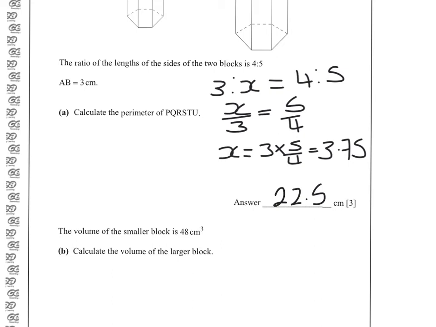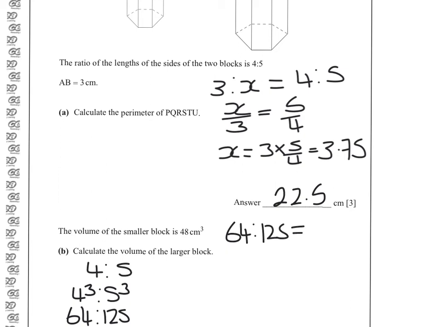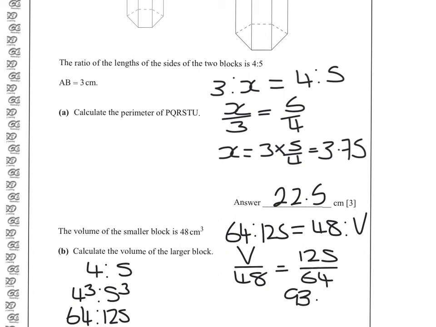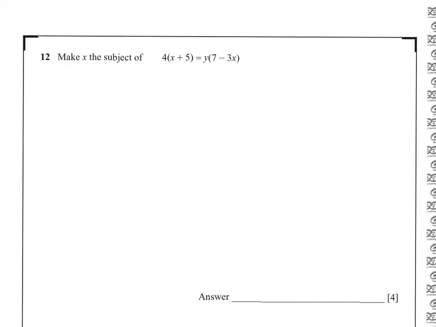If the ratio of the sides is 4 to 5, then the ratio of the volumes is 4 cubed to 5 cubed. 64 to 125. We have then that we want 64 to 125 to equal 48 to the volume of the larger block, which means the volume divided by 48 has to equal 125 divided by 64, which gives us 93.75 centimetres cubed.